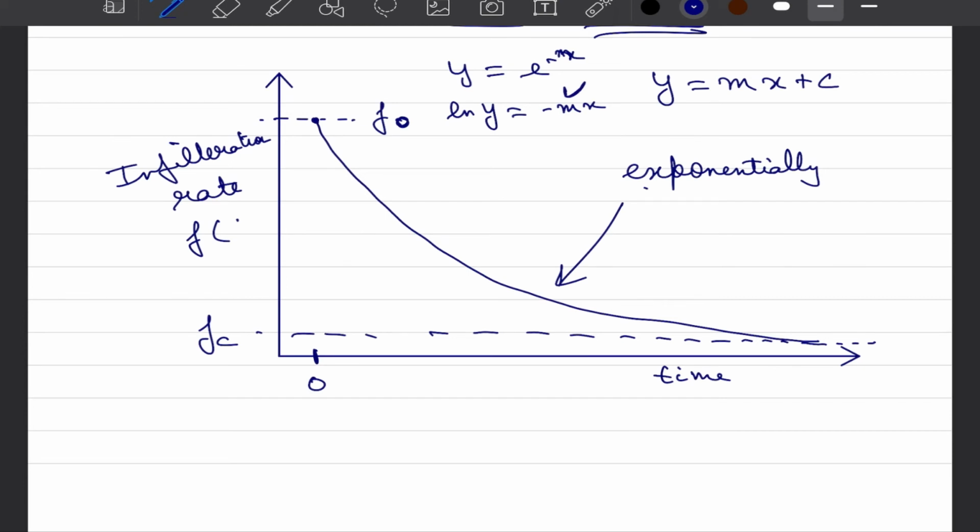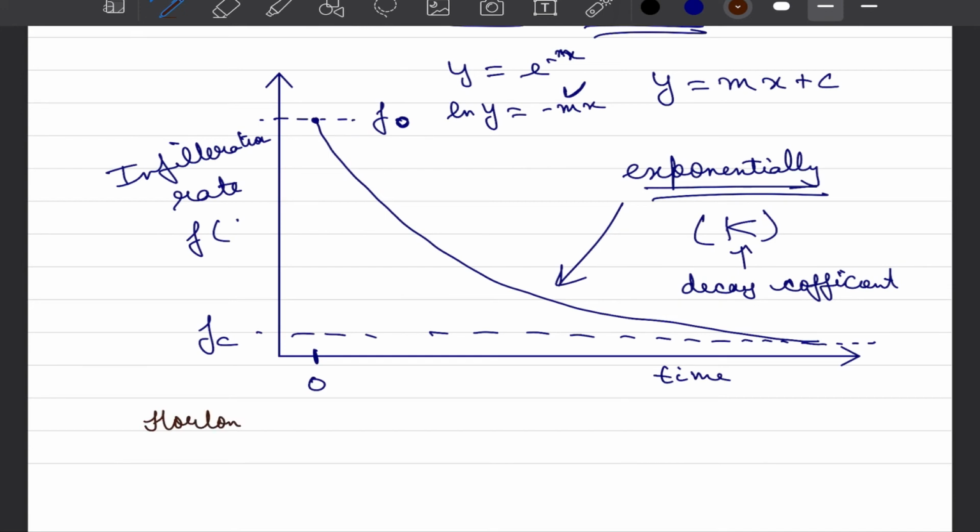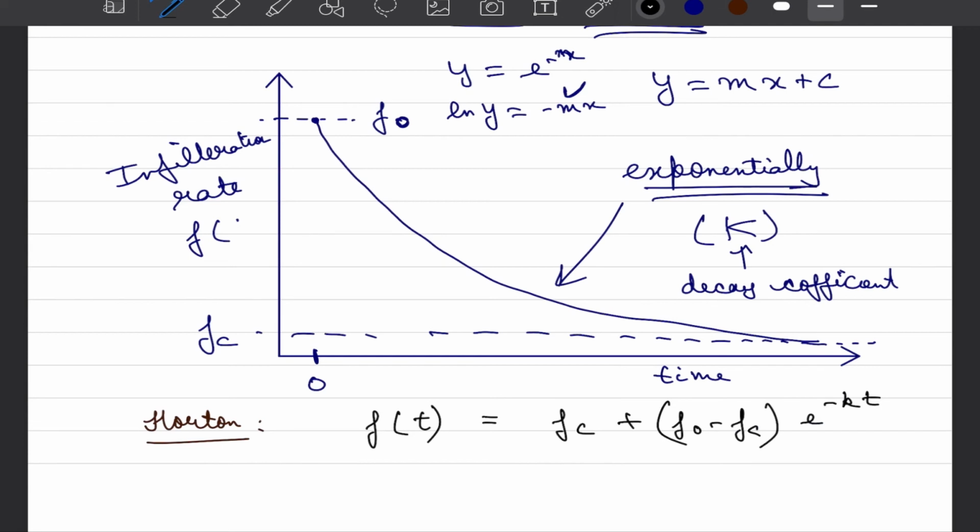The slope of this exponentially decaying curve is determined by a coefficient called k, where k is known as the decay coefficient. This decay was studied by a scientist named Horton, and he proposed an equation that at any time t we can estimate the rate of infiltration as f equal to Fc plus (F naught minus Fc) e raised to power minus kt.